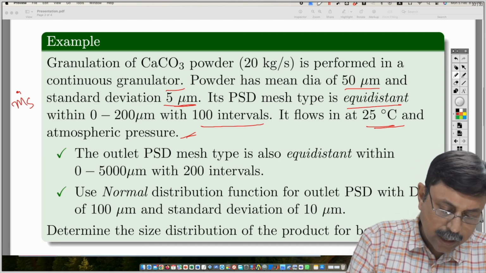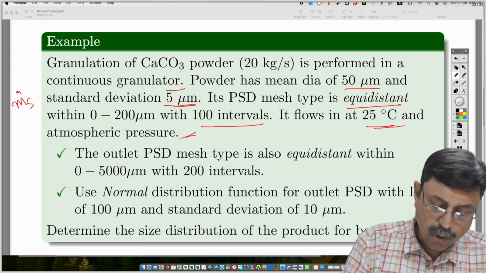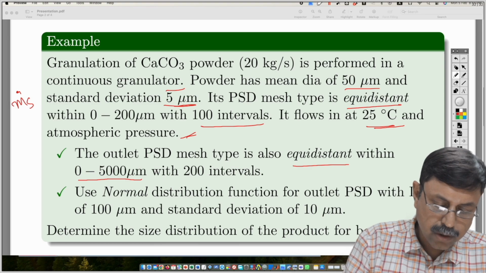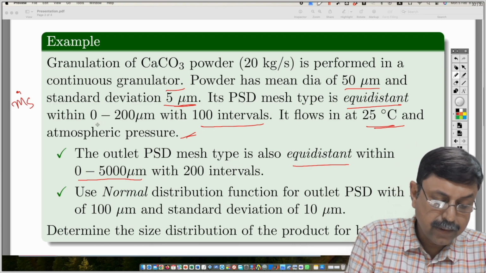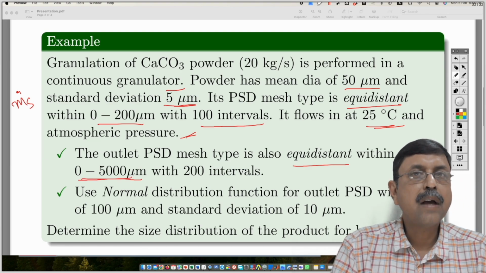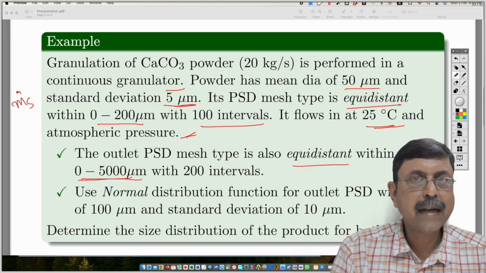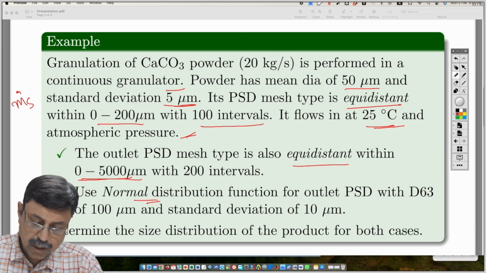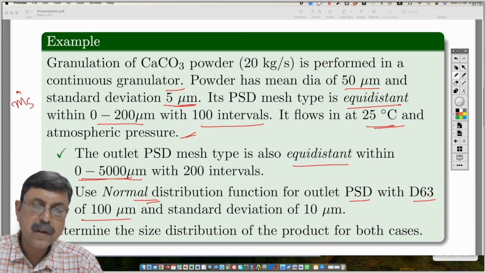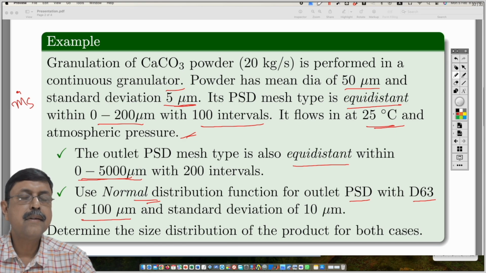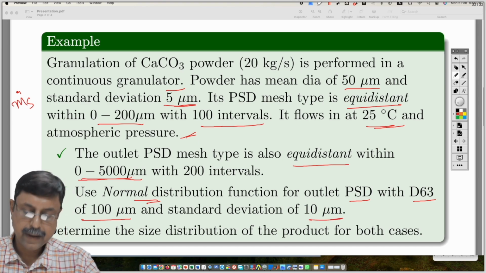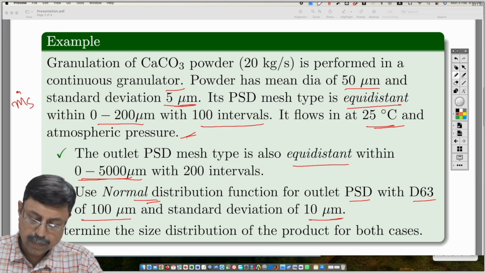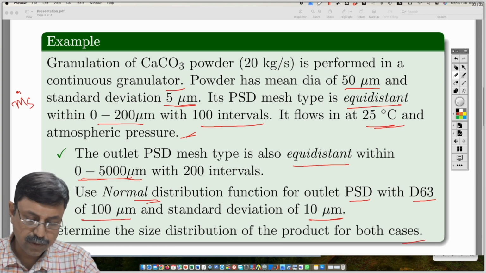Now the first problem: outlet particle size distribution mesh type is also equidistant within 0 to 5000 micron with 200 intervals. Inlet size is 0 to 200, but outlet is 0 to 5000. So the particle size has increased. That's what it means. In the second problem, it says use normal distribution function for outlet PSD with D63 of 100 micron. You know what D63 is? D63 means that 63% of particles will be below the diameter of D63. And standard deviation also has been told. Determine the size distribution of the product for both the cases. So that is what you have to find out.